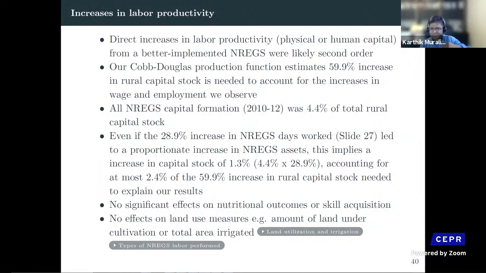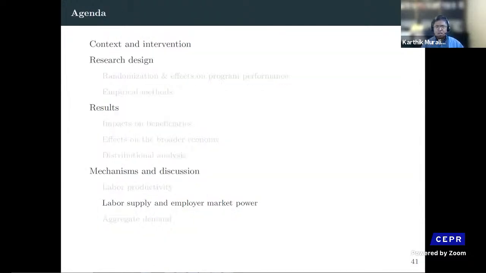There's no significant effects on nutritional outcomes or skill acquisition, and you see there's no effects on land use or area irrigated. So all of this is not consistent with a direct productivity story. There might be indirect labor demand effects, but it doesn't seem to be a direct story of, hey, I created more productive rural assets or people became more productive. And then let's go to employer market power.